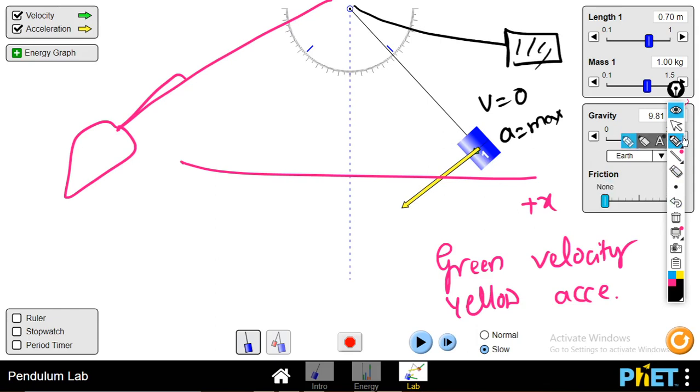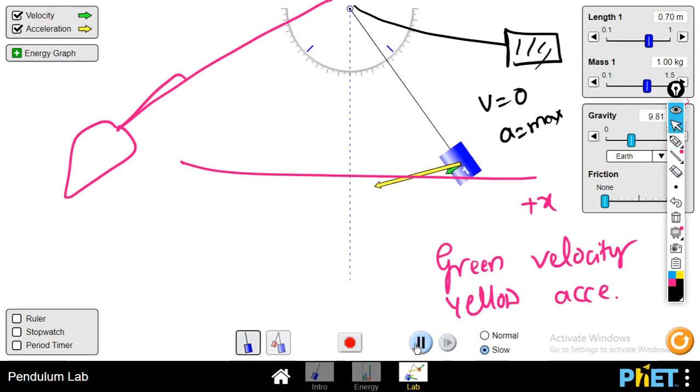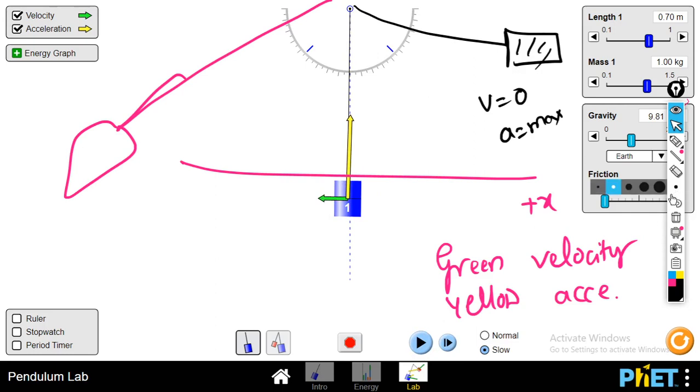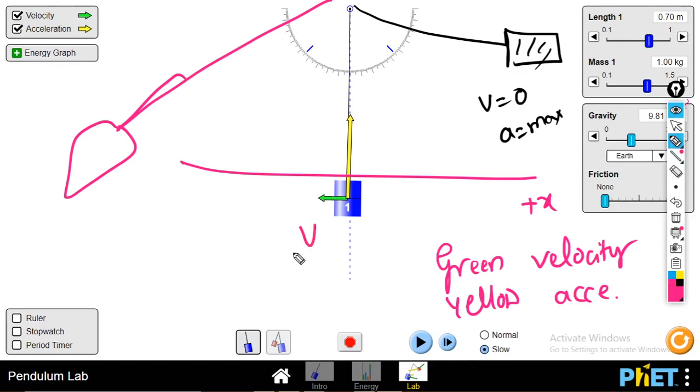Now for every moment in this situation, the velocity and acceleration will change. At the center, you can see the velocity is represented in this direction. So this is the velocity of the mass bob, and the acceleration is in the upward direction. This is the speciality of simple harmonic motion, SHM.